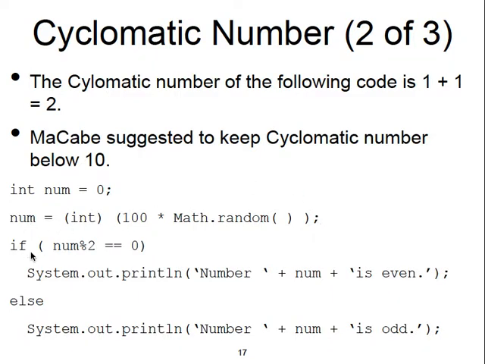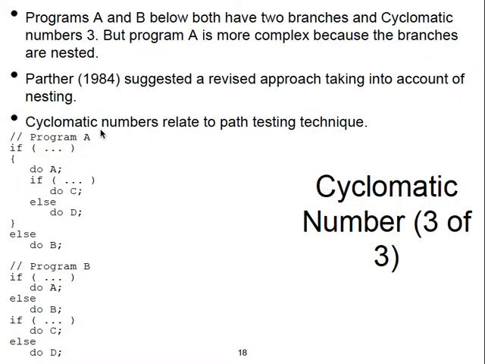And this code has one branch, an if statement. So the cyclomatic number is 1 plus 1 equals 2. So you can see when the cyclomatic number is larger, it means it's more complex. But is this method good? Well, maybe not, because look at these two programs. Both of these programs have two branches. If.